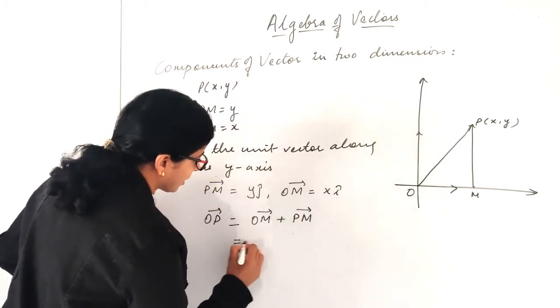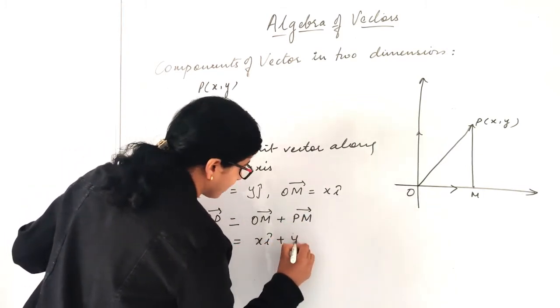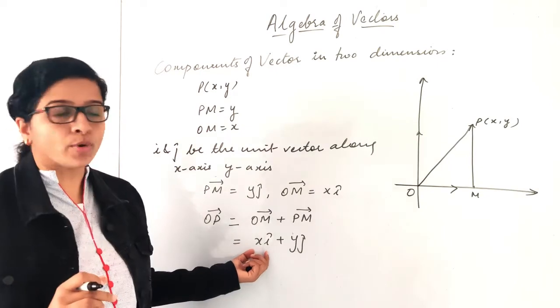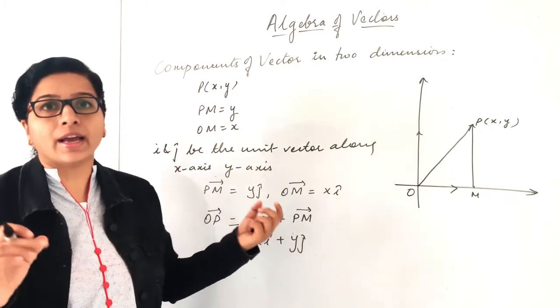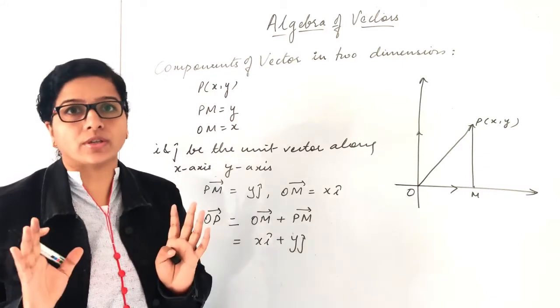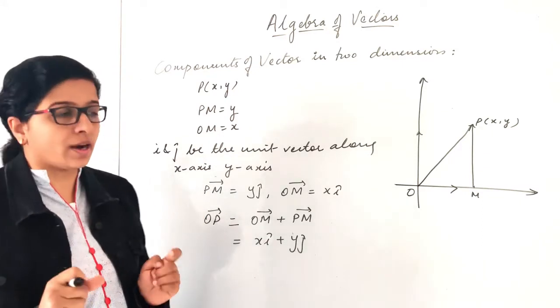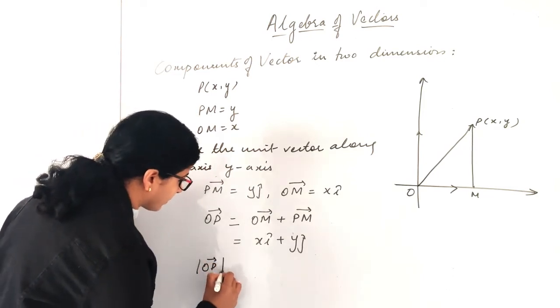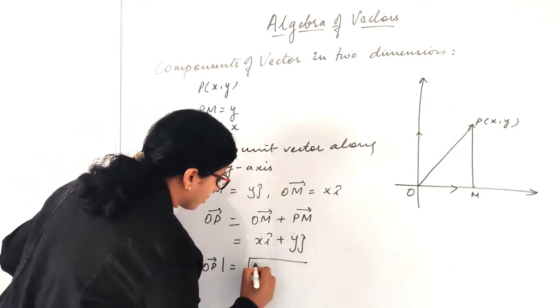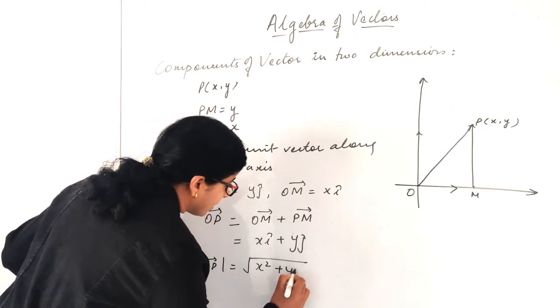So this is nothing but equal to xi plus yj. The vector component of OP along the x-axis is xi and along the y-axis it is yj. Is that clear? Now, if I want to find the magnitude of the OP vector, it will be equal to root of x square plus y square.